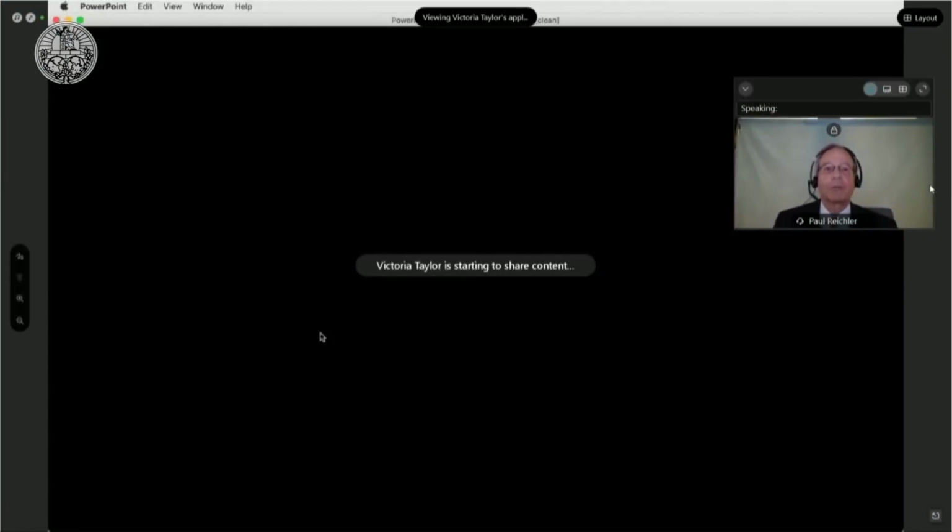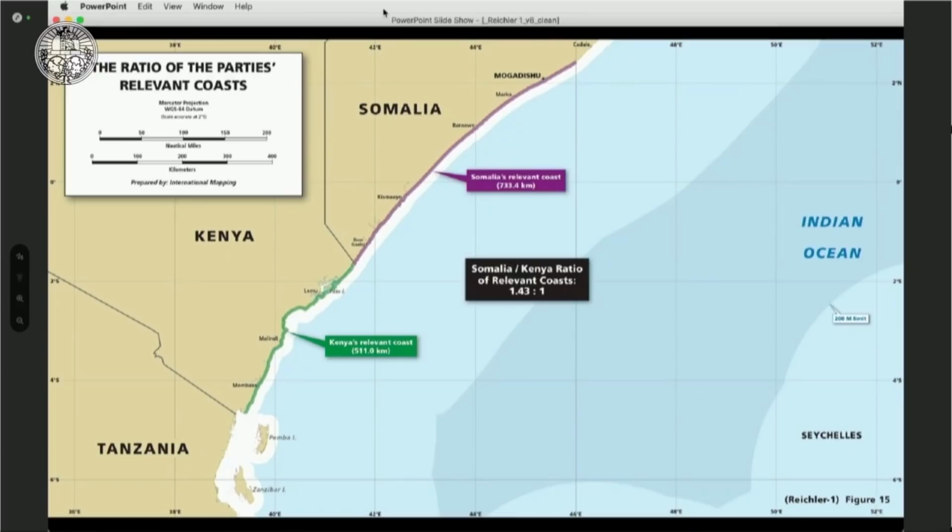Here, the provisional equidistance line produces no disproportionality, let alone one that can even remotely be considered significant or gross. This is perfectly clear when the test established by the court for stage 3 of the three-stage process is properly performed. As I explained earlier, there is now no disagreement on the relevant coasts or their lengths. The parties are agreed that Somalia's relevant coast is 733 kilometers long, and Somalia has accepted Kenya's measurement of its own relevant coast at 511 kilometers. The ratio of the parties' relevant coasts is therefore 1.43 to 1 in favor of Somalia.